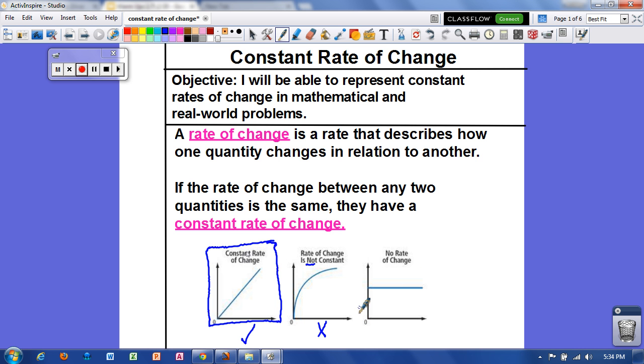Now, the reason that happens, let's say that this value is 5. Let's say that y equals 5 right here. So as x is increasing along this line, y stays the same. So right here, y is not changing. And in a constant rate of change, it's how one quantity changes in relation to another. So both x and y have to be changing, and it has to create a linear graph like we see here.